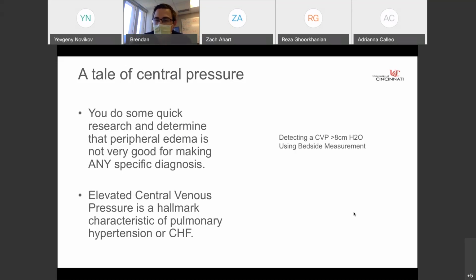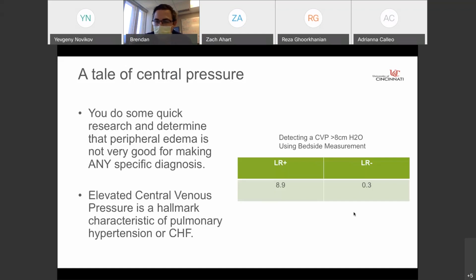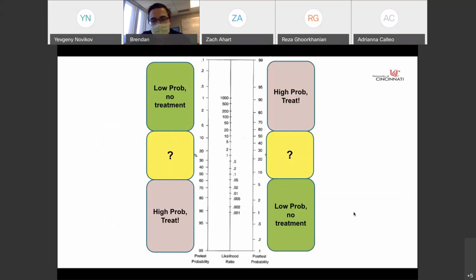And you see with a little bit of research that detecting a central venous pressure of greater than 8, which is abnormal, using bedside measurement has a positive likelihood ratio of about 8.9, which is really, really impressive. A negative likelihood ratio of 0.3, which is not bad, but you think, okay, maybe this is pretty good. So you sit down, you create your thresholds, which is an important step here. You have to sit down and say, this is where we feel confident treating. We think we want to be at least 60% sure this is heart failure or a congestive lung problem that's contributing to this before we treat.